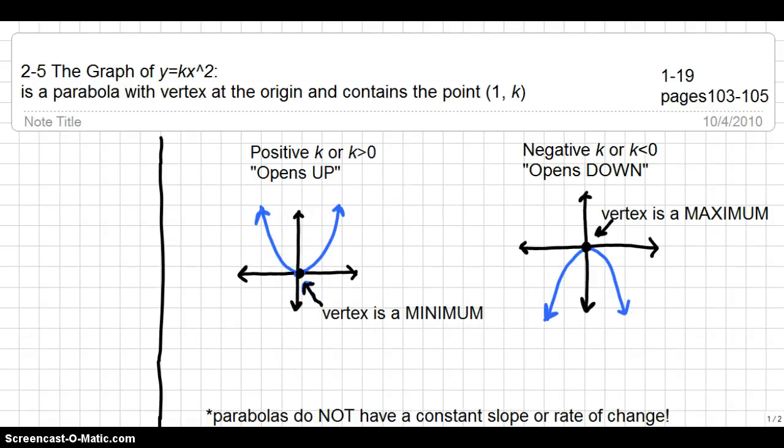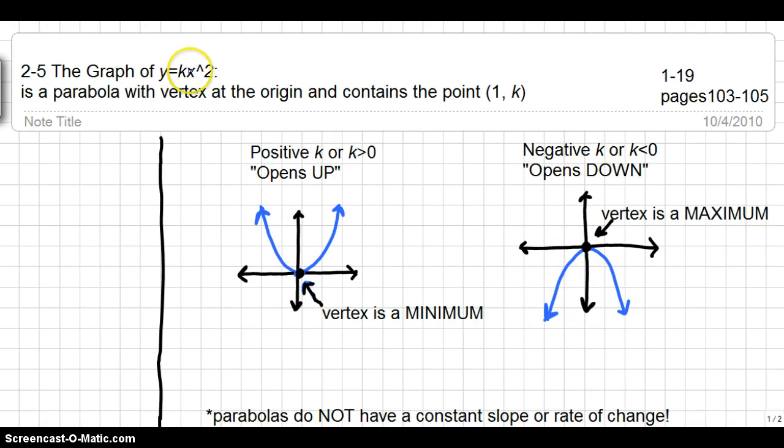This lesson is for Advanced Algebra 2.5, the graph of y equals kx squared. The graph of y equals kx squared is a parabola with the vertex at the origin, also containing the point (1, k). Depending upon your value of k, the shape that the graph makes will either be a parabola that opens up, if the k is positive, or a parabola that opens down if the k is negative.